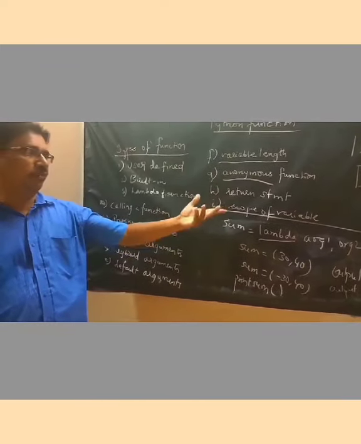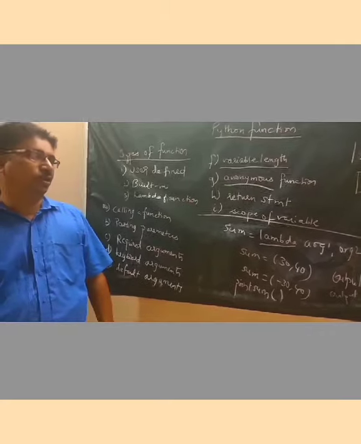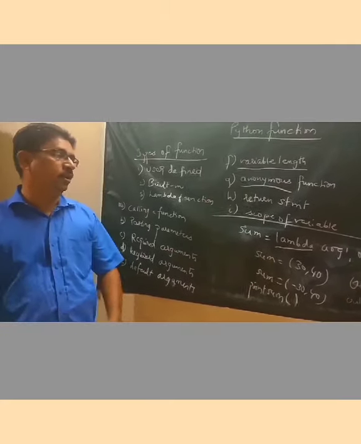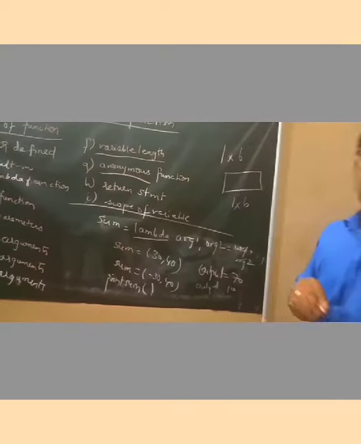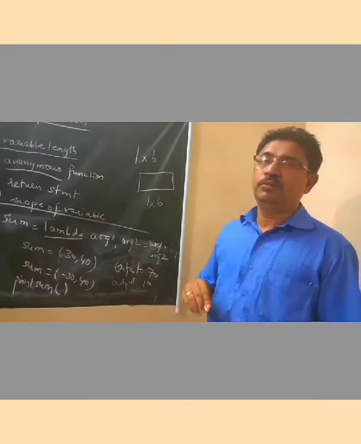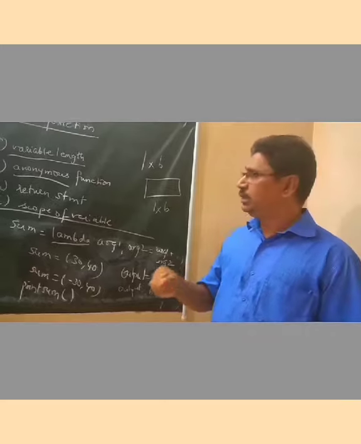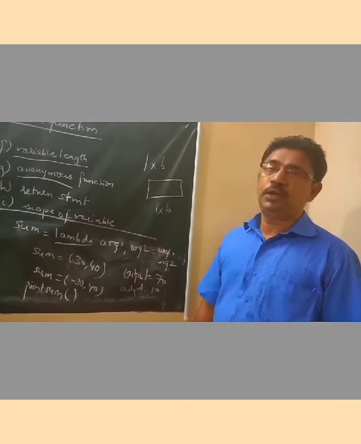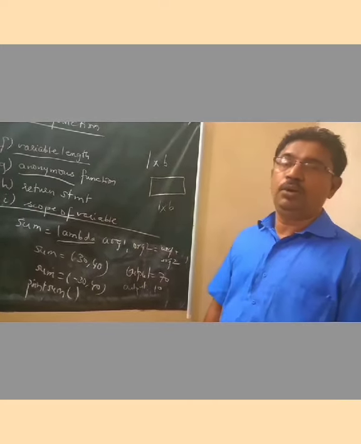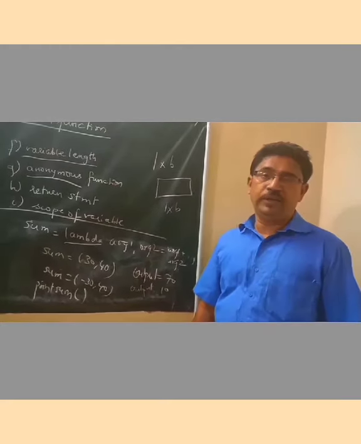The scope of a variable. Scope of a variable means what? First of all, what is a variable? A variable is a location which stores the value. So in a program, variables are memory locations which store values. So there are two types of variables: local variable and global variable.